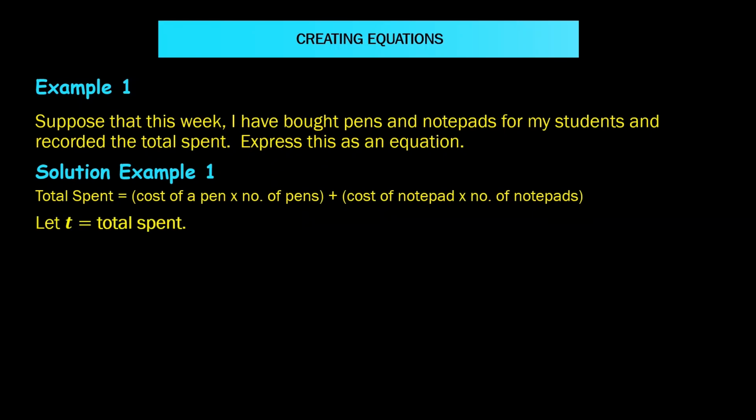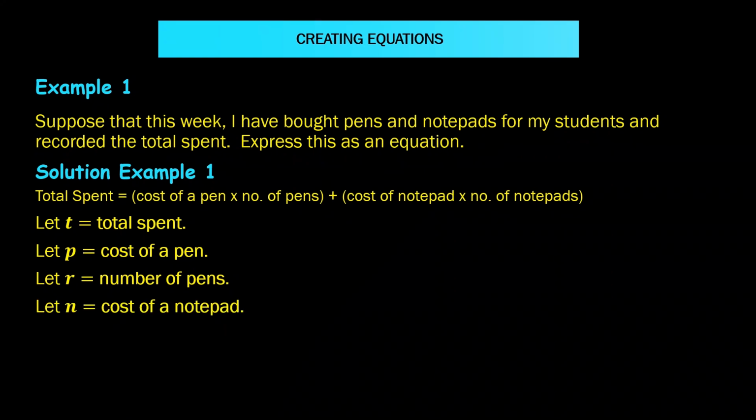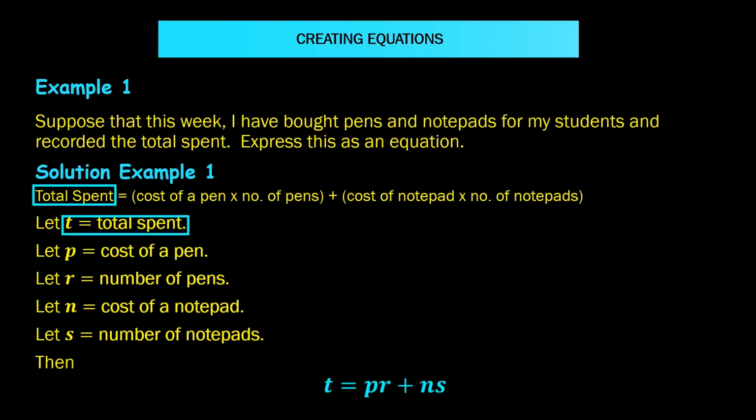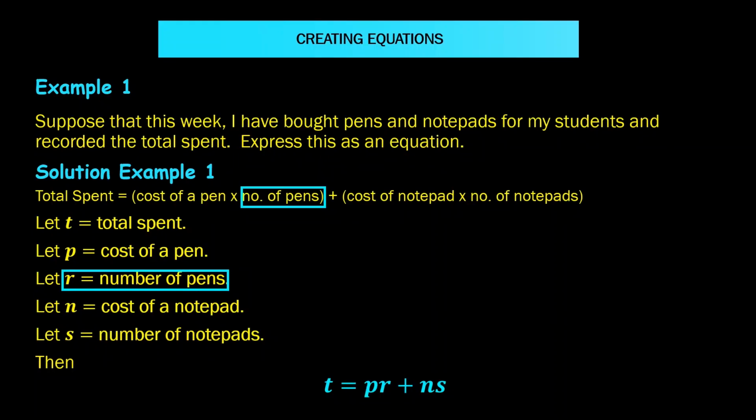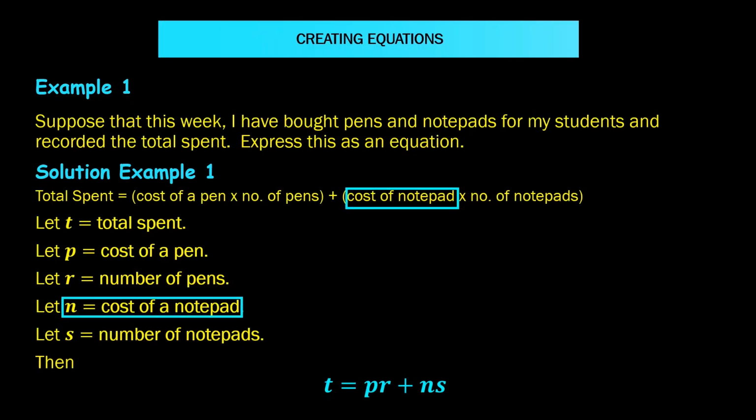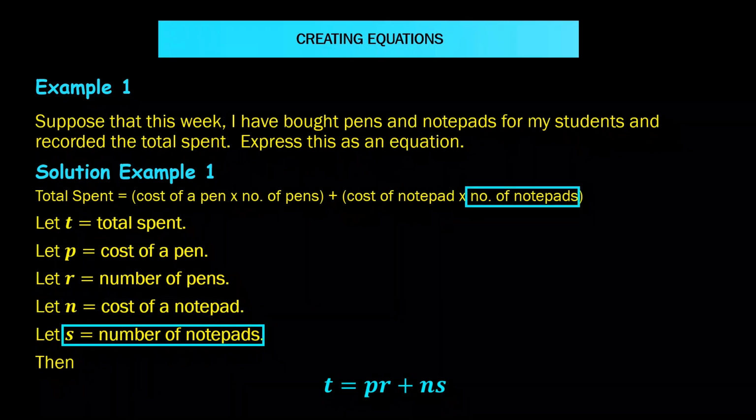Let T equal total spent. Let P equal cost of a pen. Let R equal number of pens. Let N equal cost of a notepad. And let S equal the number of notepads. We can now turn this into an equation. So we have T, the total spent, equals P, the cost of a pen, times R, the number of pens, plus N, the cost of a notepad, times S, the number of notepads.